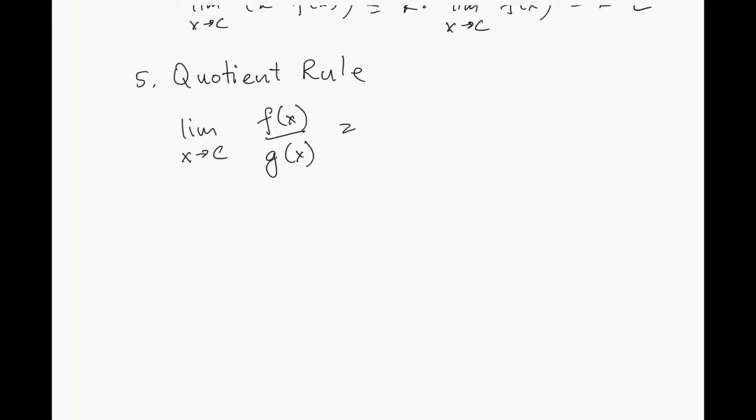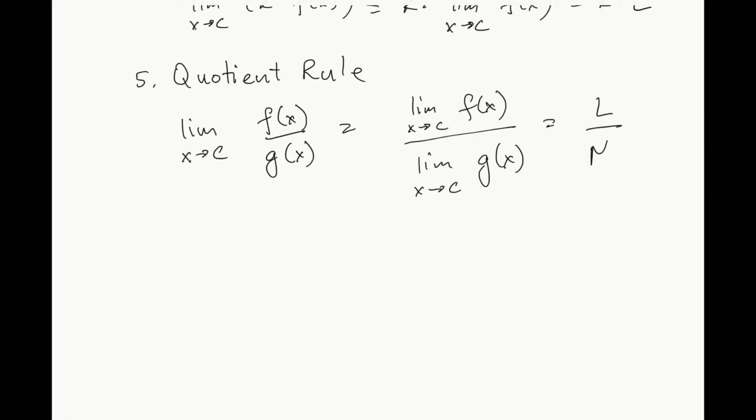Then the next is the quotient rule. Here we take the limit of a quotient of two functions, which is just going to be equal to the limit as x goes to c of f of x divided by the limit as x goes to c of g of x, which is going to be equal to L over m. Note that m cannot equal 0 since we can't divide by 0.